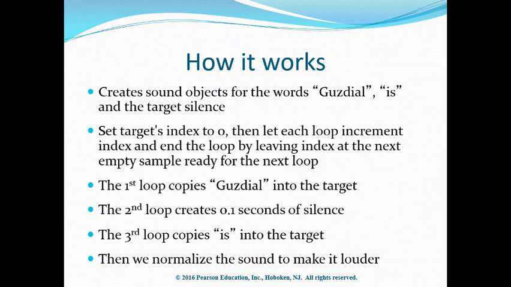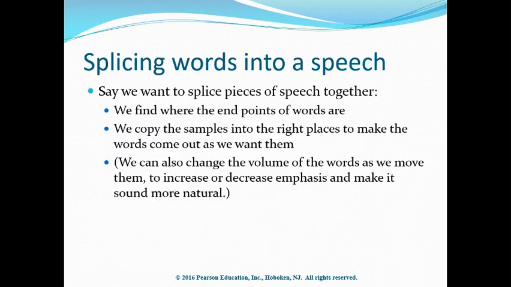So how it works, it creates sound objects for the words guzdial is and the target silence. Set the target silence index to 0, then let each loop increment index and end the loop by leaving the index at the next empty sample ready for the next loop. The first loop copies in guzdial, the second one creates 0.1 seconds of silence, the third loop copies is in the target, and then we normalize the sound to make it a little bit louder.